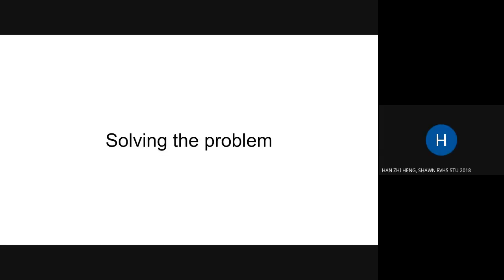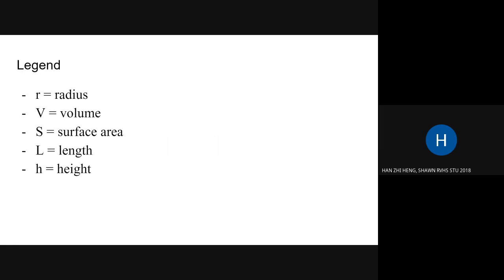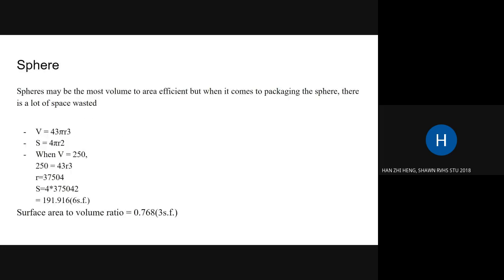Next, we need to find the best shape that gives the can the smallest surface area to volume ratio. This allows the can to have a smaller surface area for the same volume. Before we continue, here is the list of terms we will be using. First, let us take a look at a sphere, taking the volume to be a constant 250 ml.